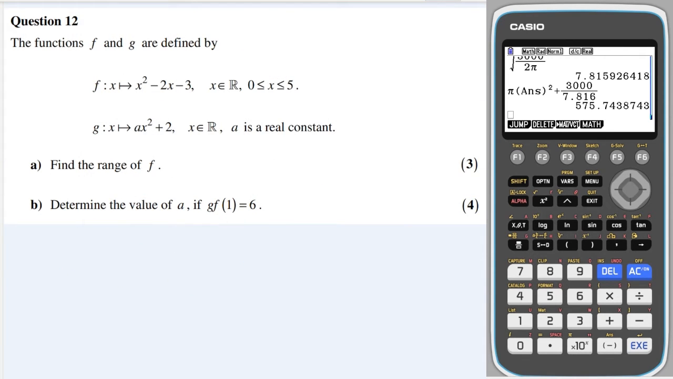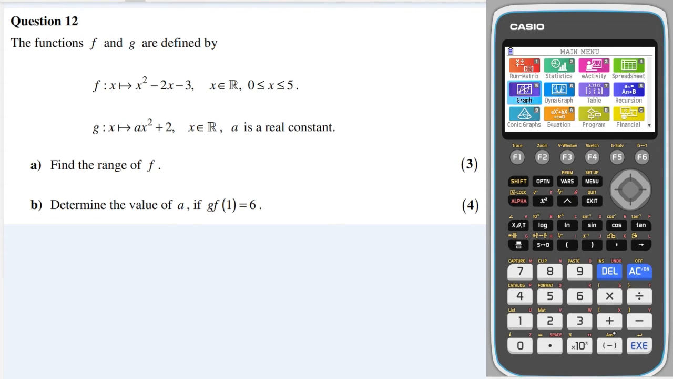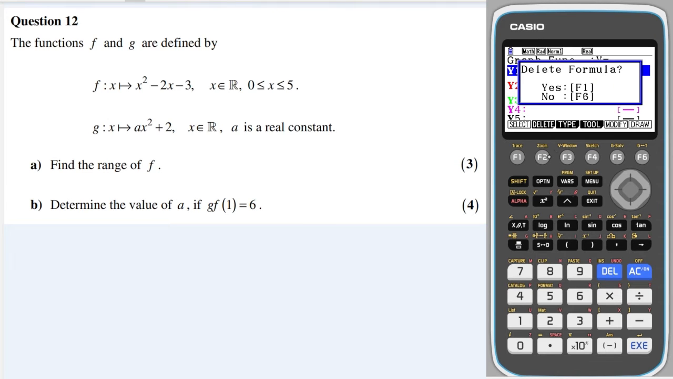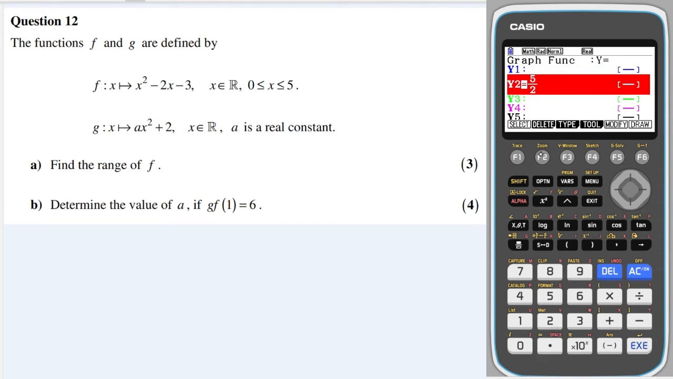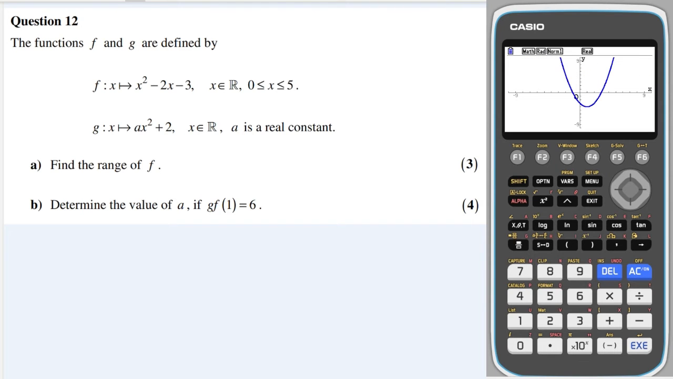Great. Okay, question 12. Find the range of f. Everyone's worst question, this. What we can do is, first off, we can sketch it. That's really helpful. So if you go to menu graph, and then if you delete that one and delete that one, and then you just go x squared minus 2x minus 3, and you draw it.